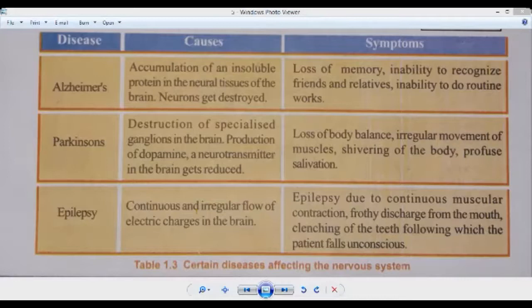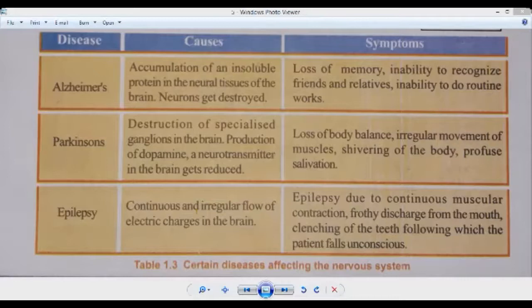The second one is Parkinson's. Destruction of specialized ganglions in the brain. Ganglions means a group of neurons. So the neurons get destroyed. Production of dopamine, a neurotransmitter in the brain, is lost. When dopamine is not produced, what will happen? The transmission of impulses also will be lost. Then symptoms are loss of body balance, irregular movement of muscles, shivering of the body, profuse salivation. Profuse salivation means uncontrolled salivation coming out of the mouth.